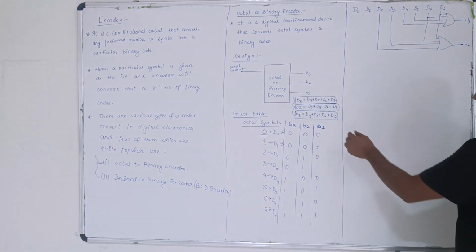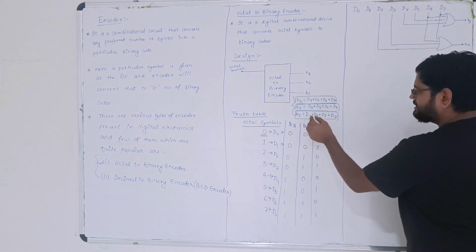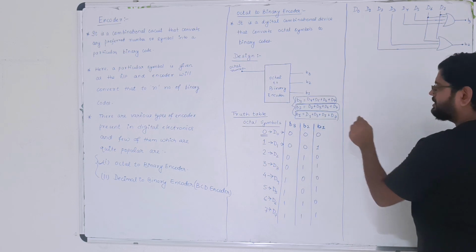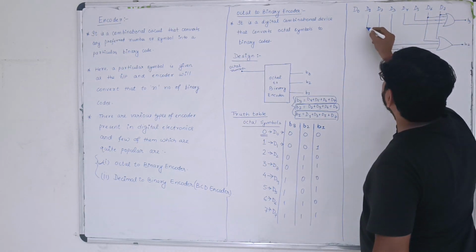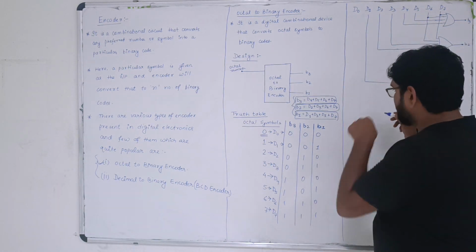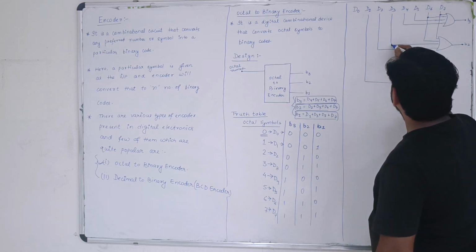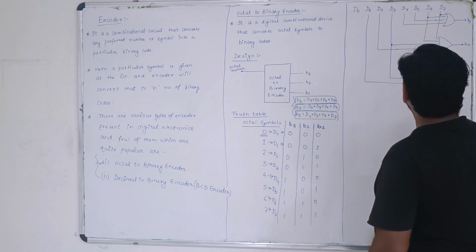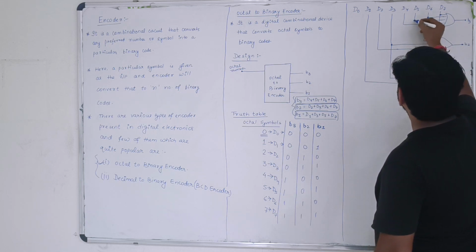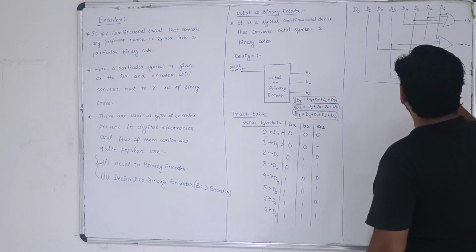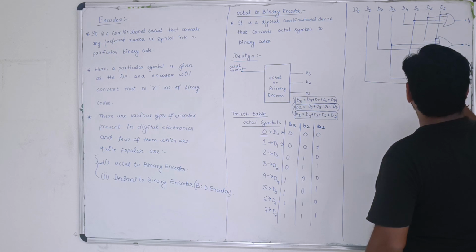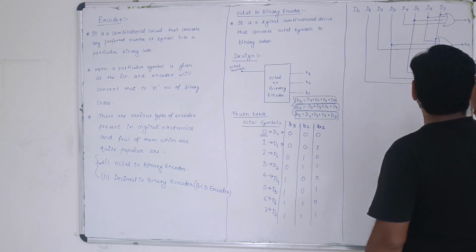Now the final one is your B1. The combination that we need to draw is D1 plus D3 plus D5 plus D7. So once again, I'll take D1 from here. Then D3, I am taking from here, putting a dot so that we can have a proper realization. Then D5, putting a dot. And the last one is D7. I'm putting a dot over here, taking this line and connecting them with an OR gate. This is our B1.